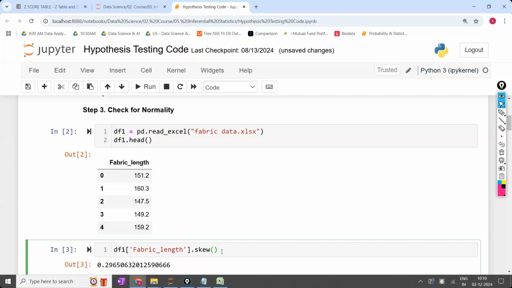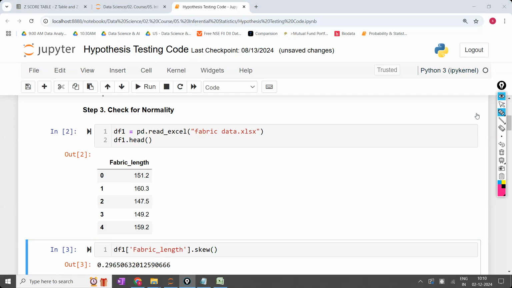Next, coming to the next one. Step 4. In step 4, what do we have to do? Select the test. Now tell me what test I have to select for this example. One sample Z test or T? It is one sample Z test.